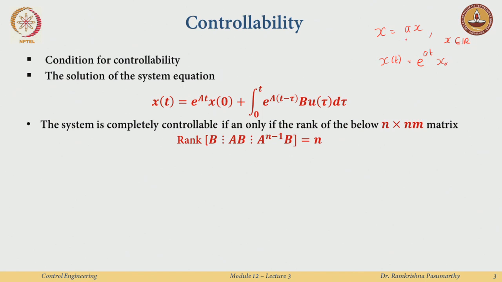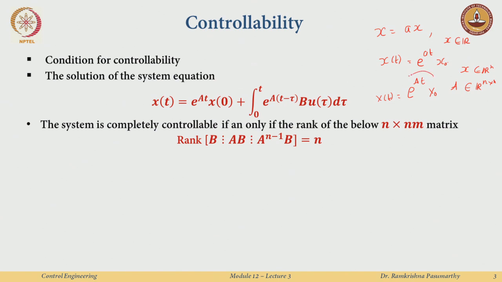Now, similarly, if x is in R n, as in our case, A is an n cross n matrix, then this exponential would be replaced by e power At. On the left hand side, I will have a vector of dimension n, and my initial condition will also be a vector of dimension n, right. Okay, I should not really write this as A of t, I should write it simply as A multiplied by t. Okay.